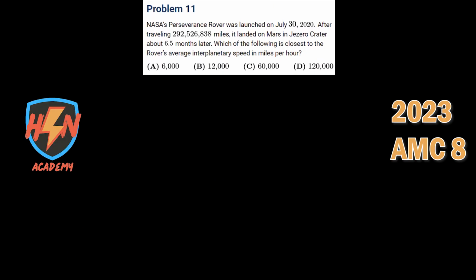Okay, in this problem, they want us to find the speed in miles per hour. Speed is distance traveled over time taken. The distance has to be in miles, which they have given us. We can approximate that as 300 million miles. But the time is given in months. Well, we have to convert that into hours first. So 6.5 months times 30 days times 24 hours.